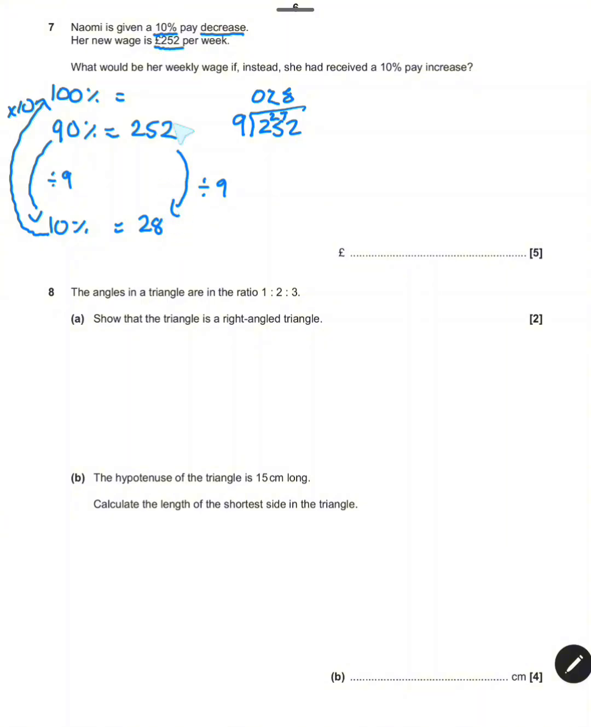And we do the same with the 28. 28 times 10 is 280. That is her original wage. The question actually says, what would her weekly wage be if she'd received a 10% increase?